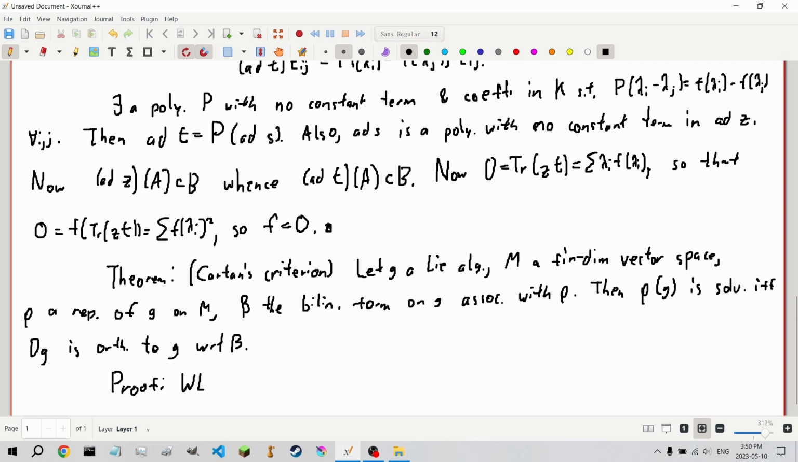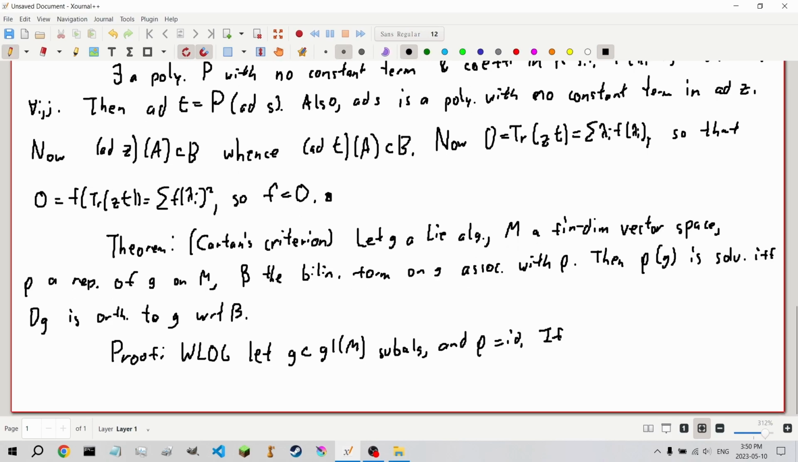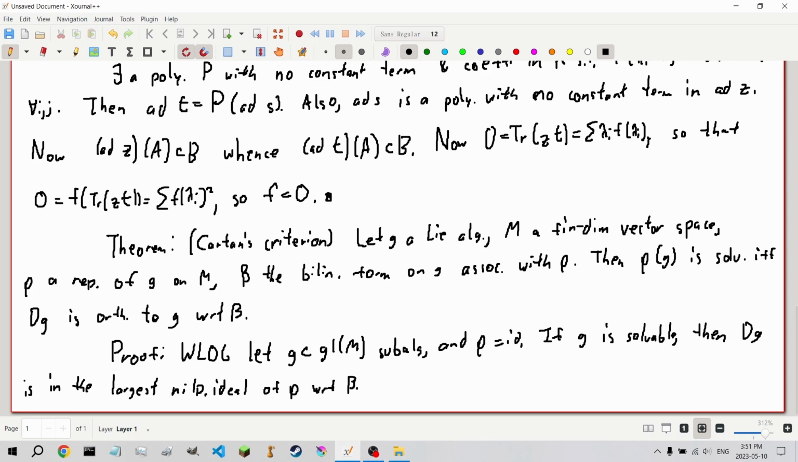Once again, without loss of generality, let G be a subalgebra of the general linear Lie algebra of M. This is a subalgebra, and rho the identity. If G is solvable, then the derived algebra of G is contained in the largest nilpotency ideal of the identity rho with respect to beta.